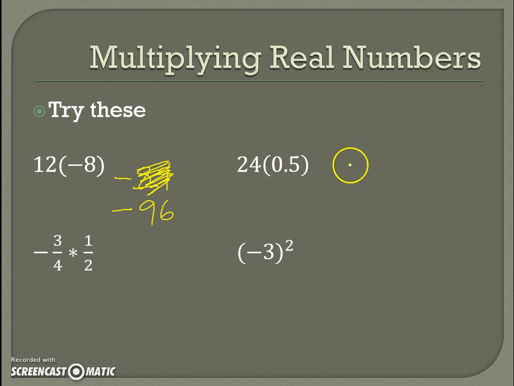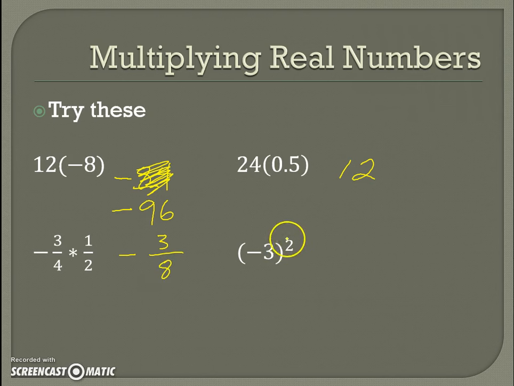So moving right along here, I have a positive times a positive. 24 times 0.5 is positive 12. Down here, remember when you multiply fractions, you multiply straight across, but I have a negative times a positive, so that product's going to be negative. 3 times 1 is 3, and 4 times 2 is 8.